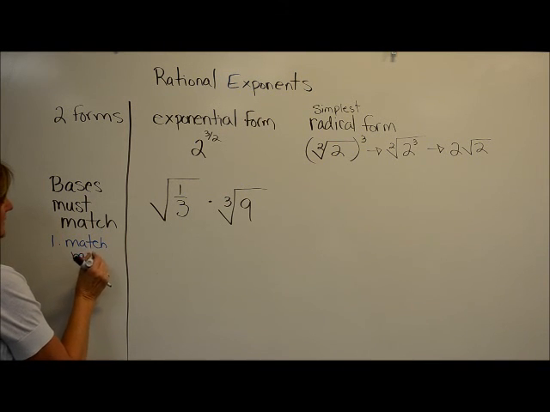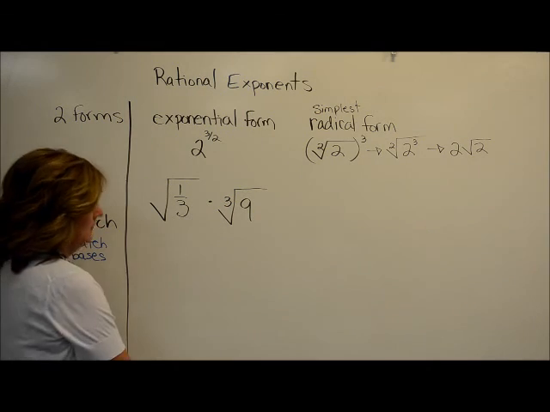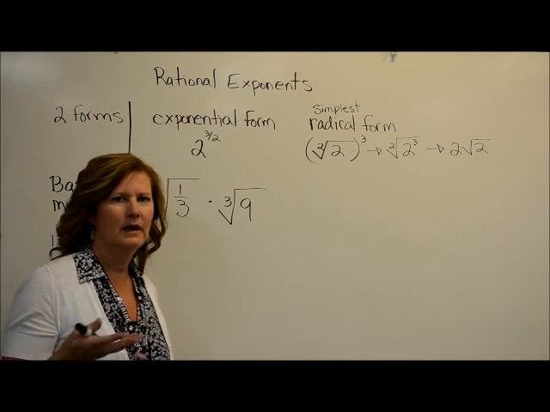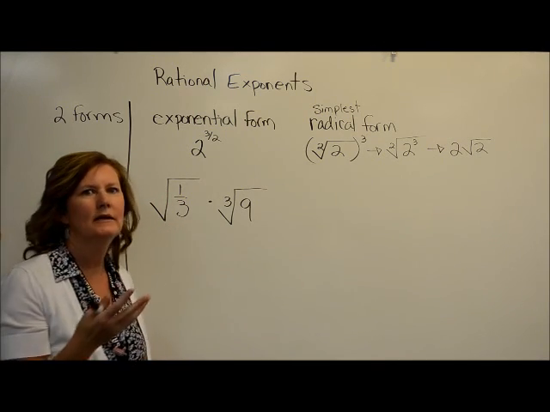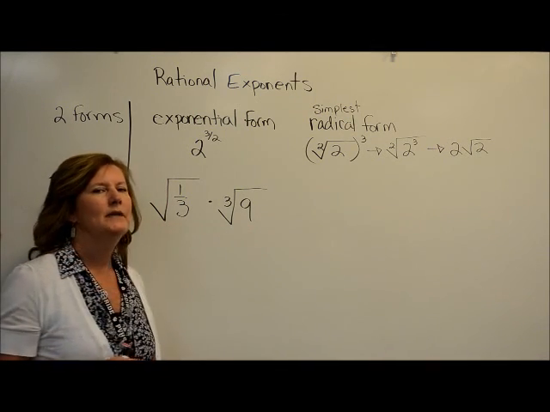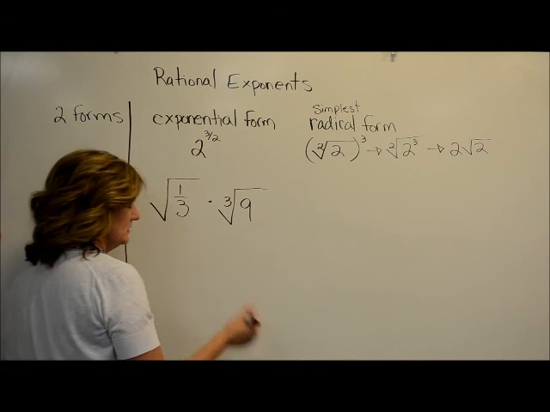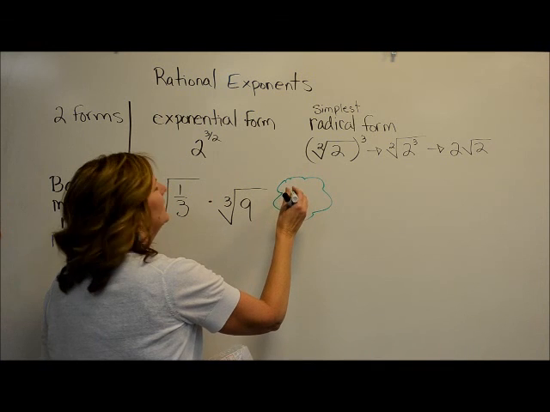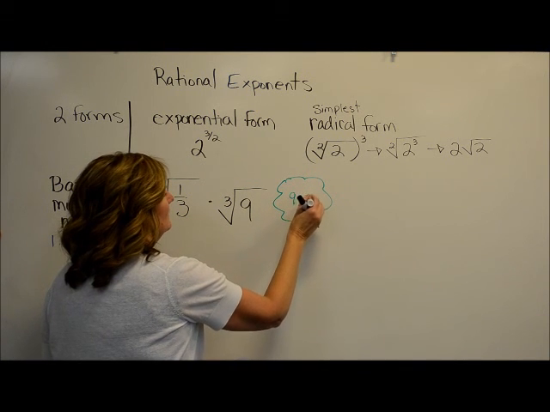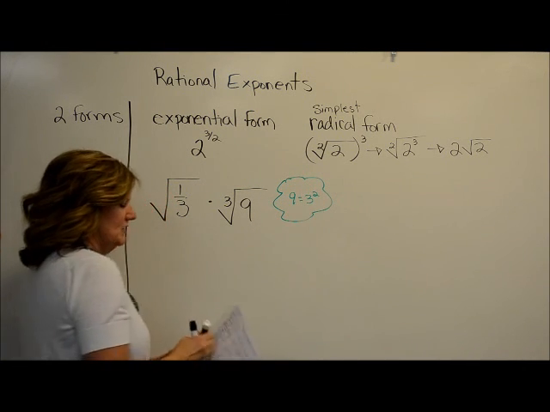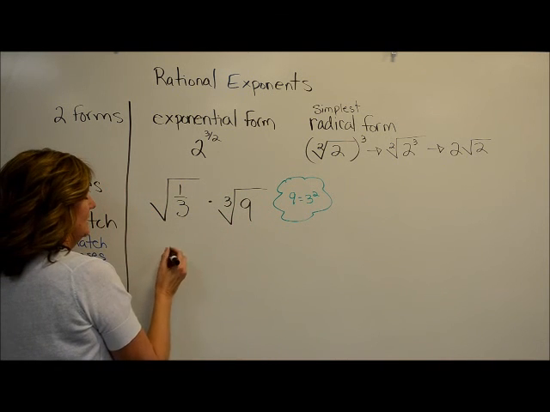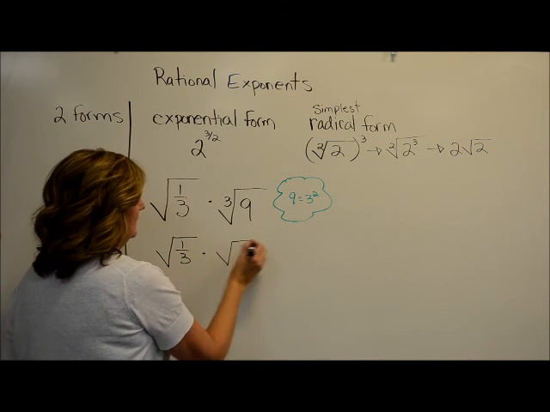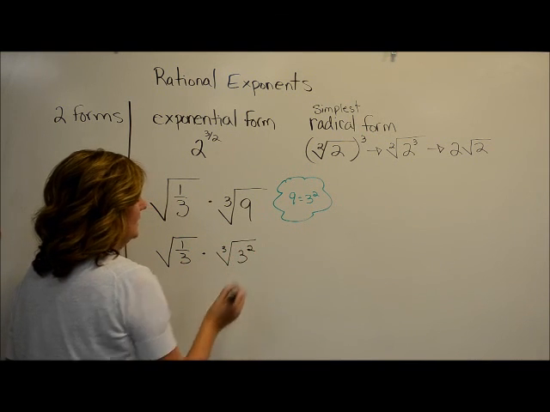And what you're going to have to do is look at these numbers and say, okay, well 3, that's the lowest, it's prime. I can't do anything with it. But 9 isn't prime. 9 could be rewritten as 3 squared. So in my little thought bubble here, I'm thinking, 9 is 3 squared, and then the base would match. So I'm going to go ahead and say, all right, square root 1/3 times the cube root of 3 squared.